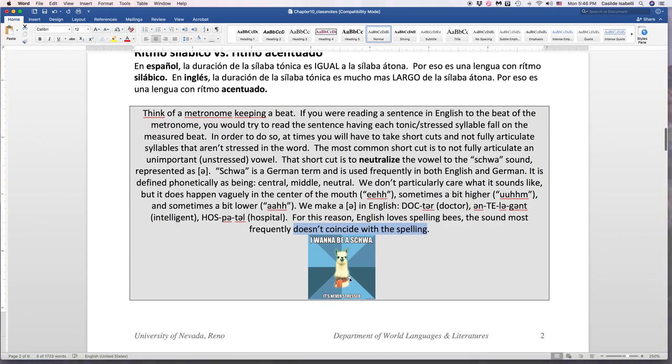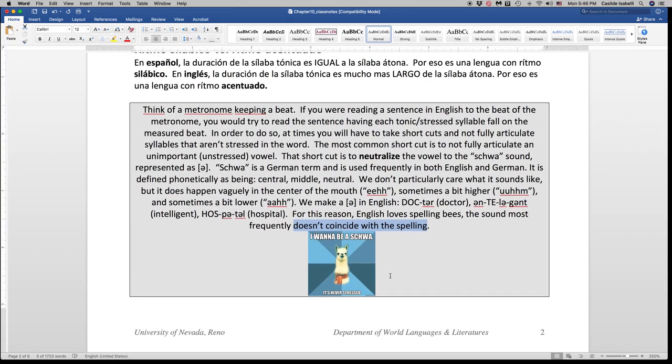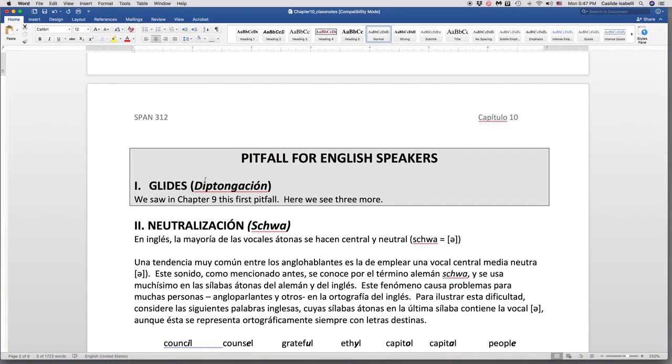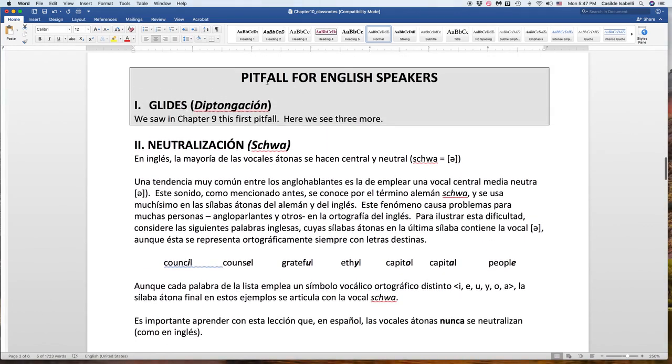Okay? And I really like this meme here. I want to be a schwa. It's never stressed. If you remember, what they're referring to is that it's never in a tonic syllable. So remember, this is what we do in English. We cannot do this in Spanish. So a review, we saw in chapter 9 the creation of diphthongs. We can't do it in Spanish. The vowels have to be short and tense. And now we're going to see 3 more of these pitfalls.